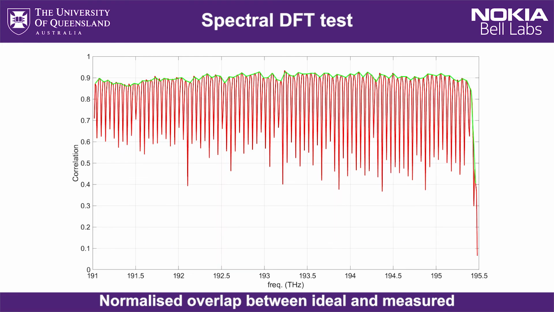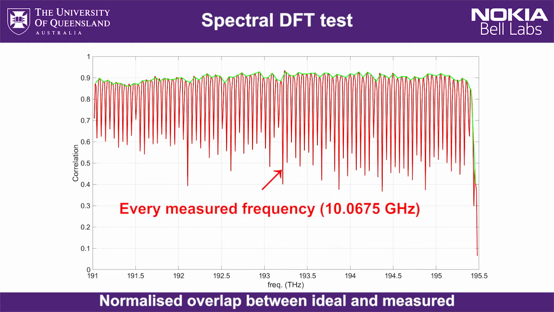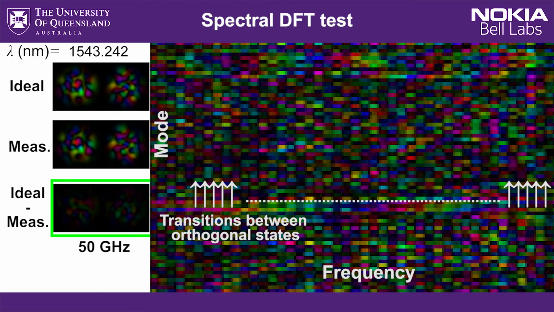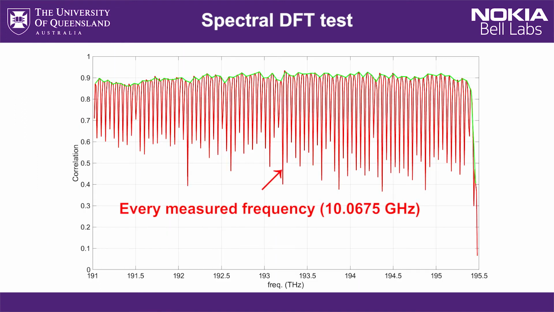It's clearer to look at it like this. This is the normalized overlap between the ideal state and the measured state for each frequency. 1.0 means the states are identical, 0 means they're orthogonal. The green trace lets you follow by eye the correlation between the ideal and measured at the center of the band. And then in red, we see the full trace, where we can see all the dips. Those dips are the transition points between two adjacent frequency bands where the spatial state must change between two orthogonal spatial and polarization states. Again, if the spectral resolution of your measurement apparatus is higher than your device you're measuring, you'll be able to see those transitions. So in band, the correlation is approximately 90%.